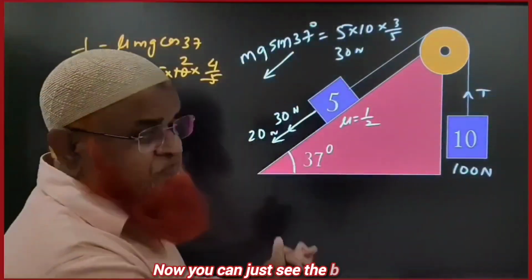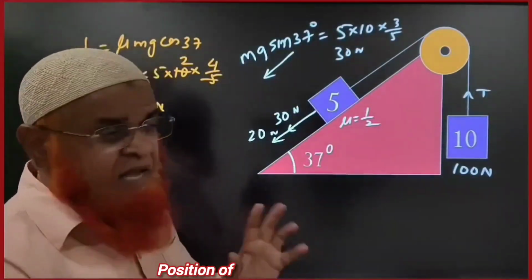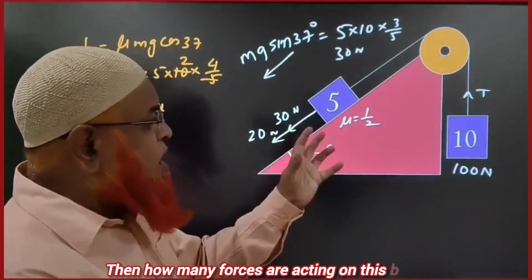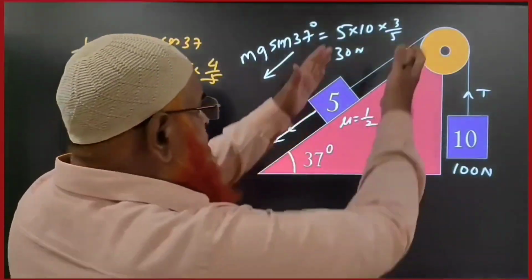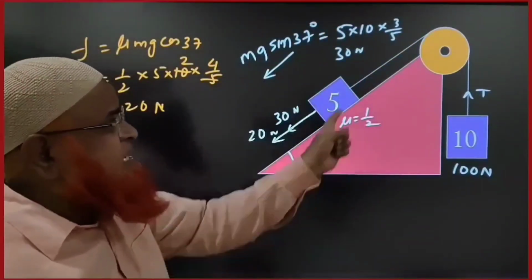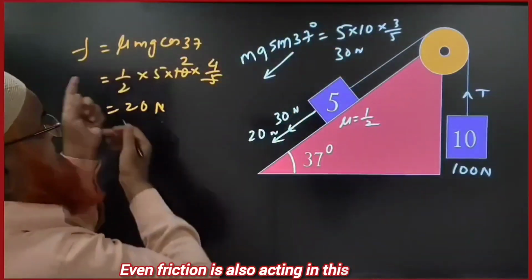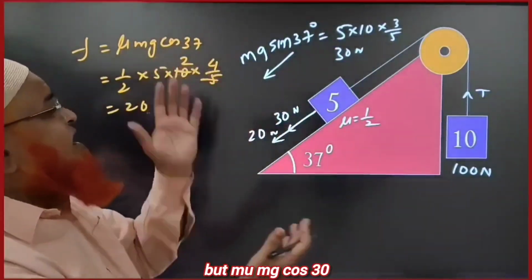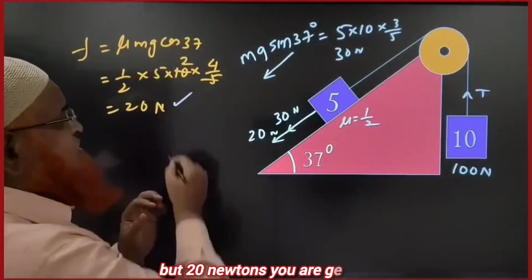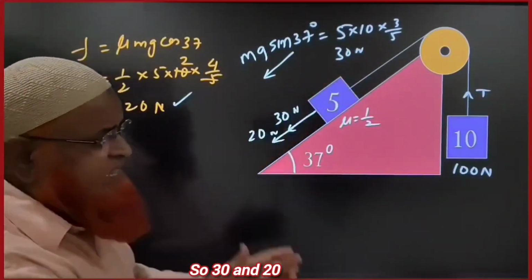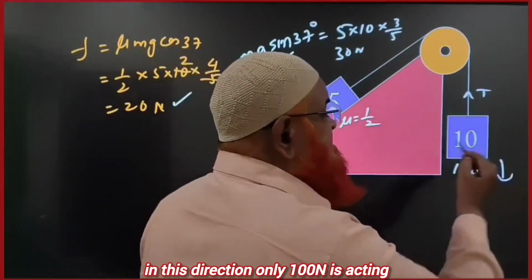Now you can just see the block 5. Coefficient of friction is also given. Then how many forces are acting on this block on the inclined plane? One is mg sine theta is acting, that is 37. You'll be getting 30 newtons in this direction. Even friction is also acting in this direction. Friction is nothing but mu mg cos 30, which is nothing but 20 newtons you are getting. So 30 and 20 acting in this direction, only 100 newtons is acting.